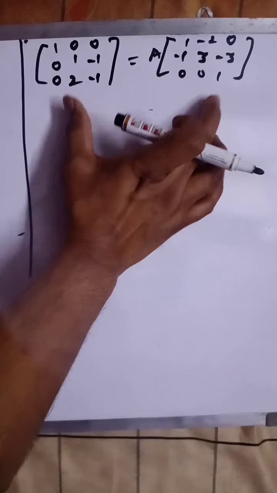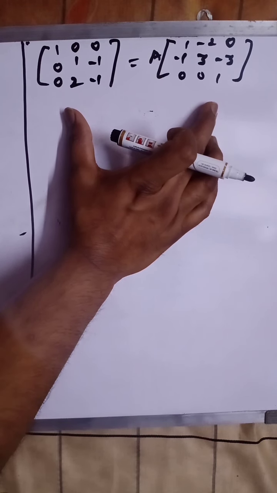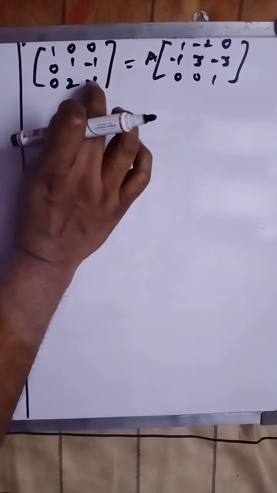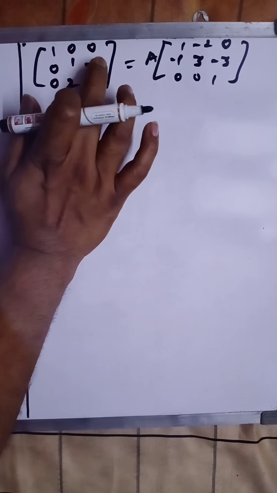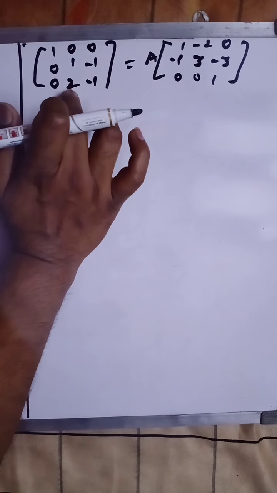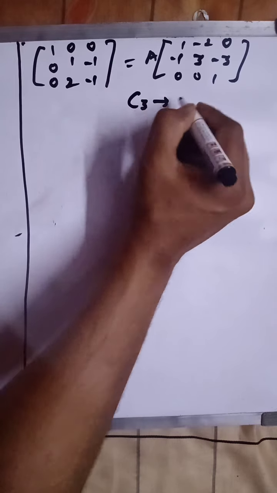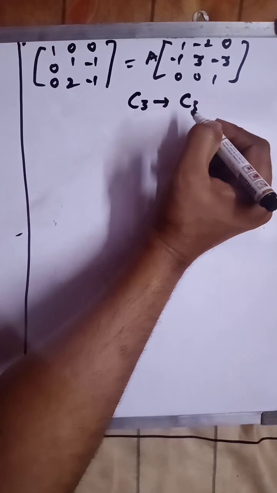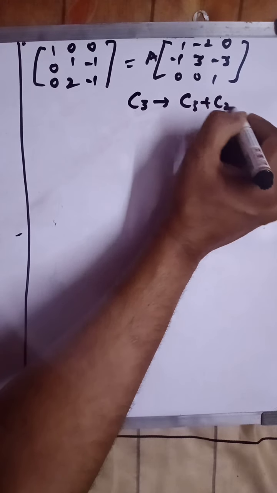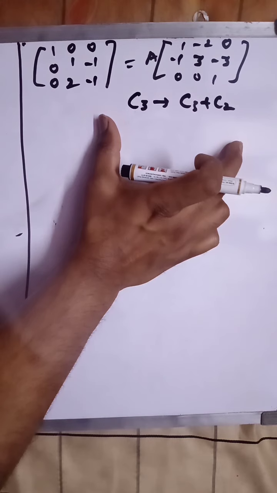Yes, when you will get this, fine. We have to apply another operation, because we have to make 1 here. That must be 0. So what I'm doing, I'm applying column C3 goes to C3 plus column C2. We are applying this operation here.